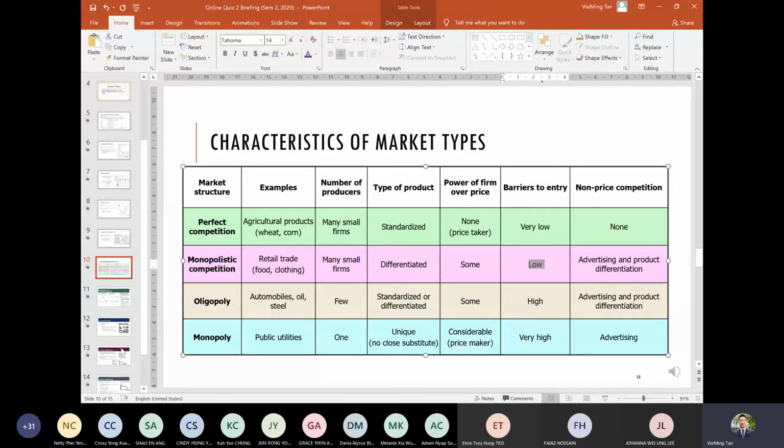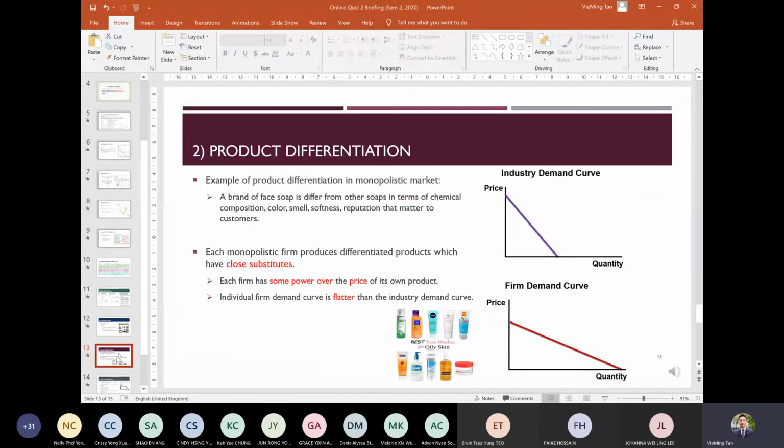So let us try to compare the demand curve for the monopolistic market, the industry demand curve and also the individual demand curve. You may find that the individual firm demand curve is more elastic compared to the overall industry of the monopolistic market. Why? Because the consumer can easily switch to another brand of product. When the price of one product increases, the consumer can easily switch to another brand.